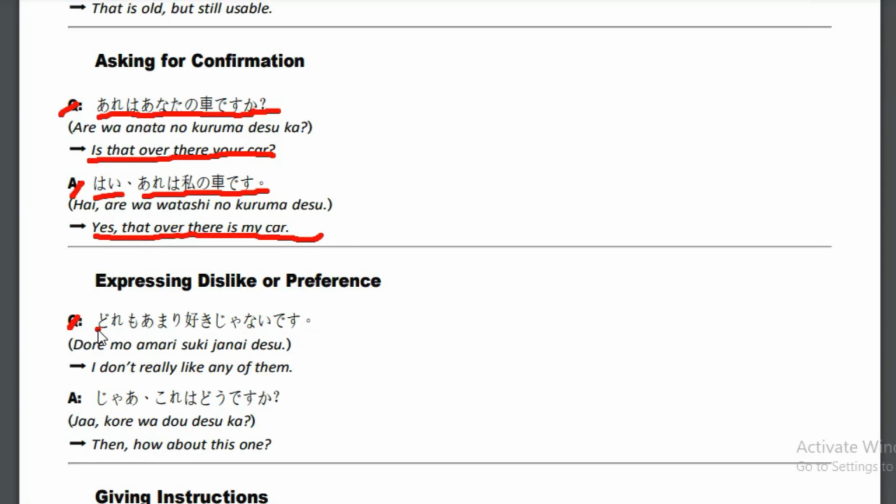The next question is dore mo amari suki janai desu, I don't really like any of them. So the answer would be ja, kore wa dou desu ka? Then how about this one?